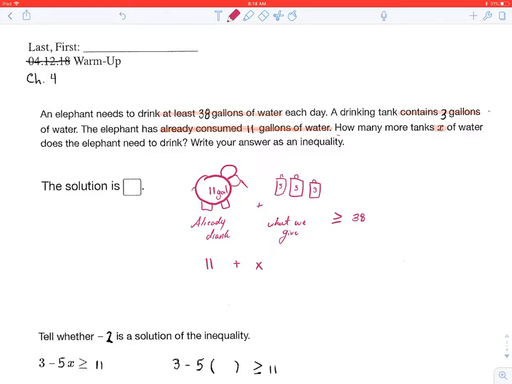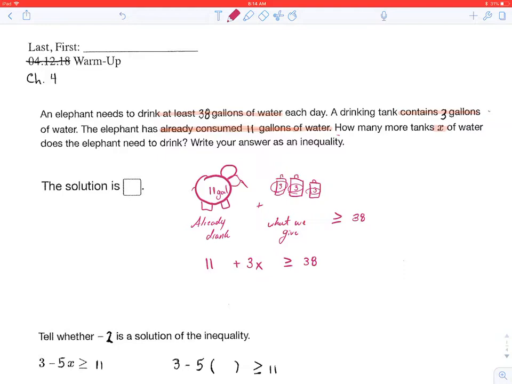But if we give him 1 tank, that doesn't mean we're going to do 11 plus 1 and say that he's now had 12 gallons. No, if we give him 1 tank that has 3 gallons in the tank, that means we're going to do 11 plus 3. So every time that we give a tank, we have to multiply the number of tanks by 3, because each tank contains 3 gallons. And then we're going to set that to be at least 38. So what he has already drunk, the 11, plus what we give, which is each tank times 3, has to be at least 38.